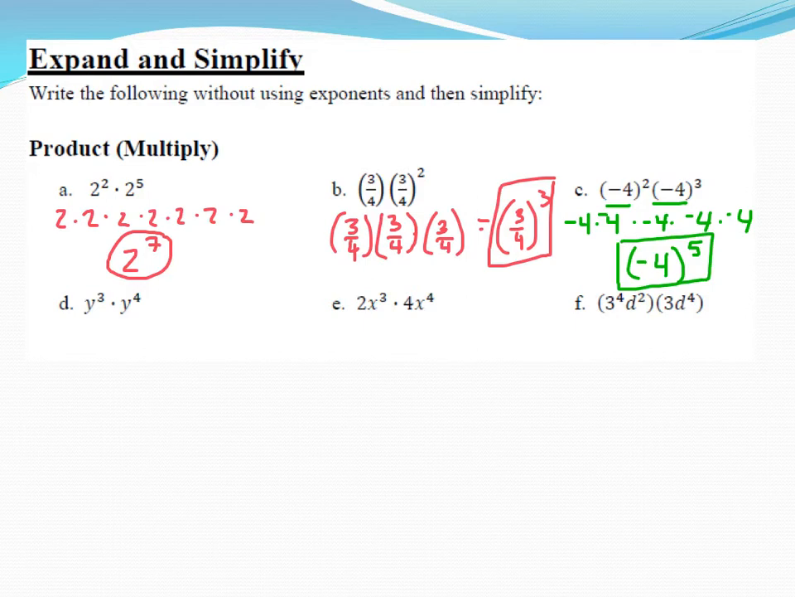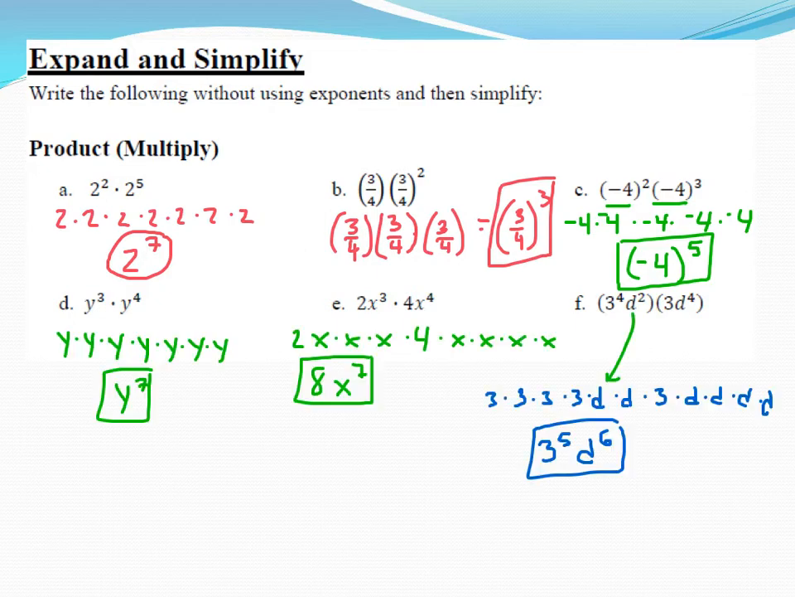I want to see if you can do this. These next 3 examples have numbers and variables. Let's see if we can expand and then condense back down. Give it a shot, take a pause, ready, set, go. Okay, let's take a look-see. First one, D. I have y to the 3rd times y to the 4th. I expanded them both out. y to the 3rd I expanded out to 3 y's, y to the 4th to 4 y's, multiplied all together.